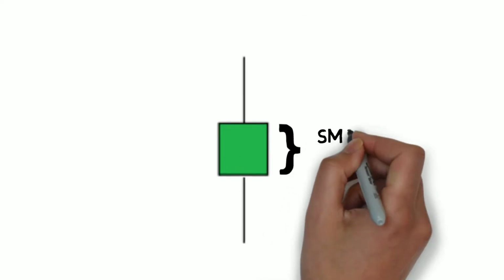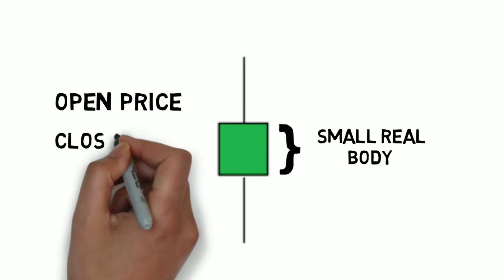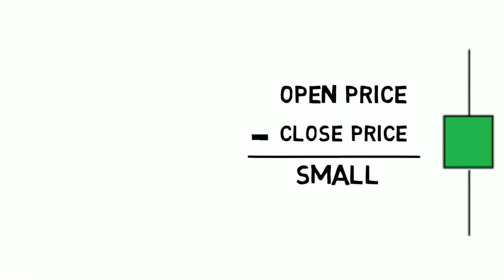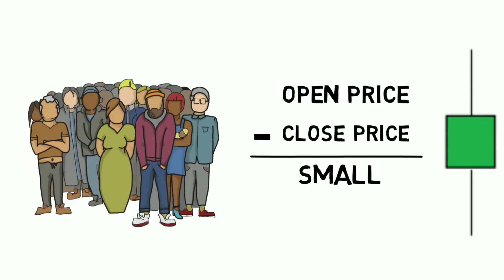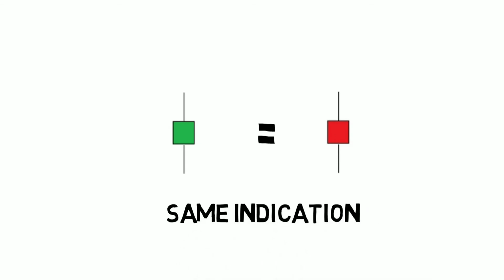First take a look at its small real body. Small real body means the open and close prices are close to each other. So small movement means market participants are not sure about the movement. Like the other candles, it has two colors, green and red. But here the color is not that important, meaning no matter whether the candle is green or red, it indicates the same thing.